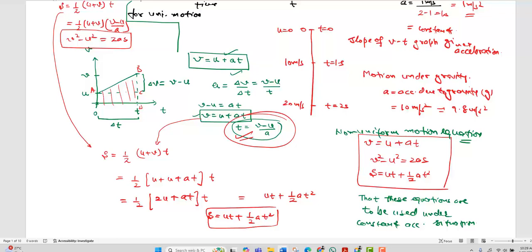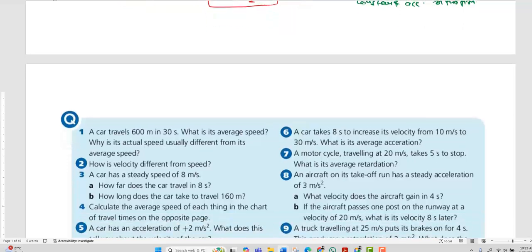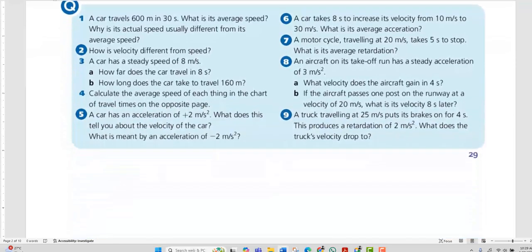Now coming to some problem solving. Let's try these questions. We have a car that travels 600 meters in 30 seconds. What is the average speed? What is the formula for the average speed? The formula for the average speed is total distance over total time.